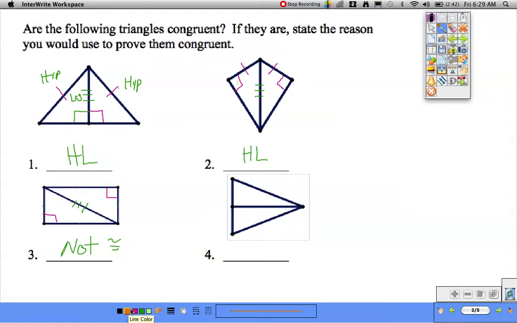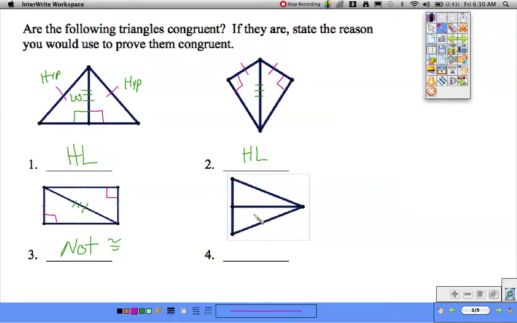Now, you may be tempted to say, well, you've got alternate interior angles here and here, but alternate interior angles are only congruent if your lines are parallel. And I don't have any markings to say my lines are parallel. So be careful when you start marking alternate interior or corresponding, you must have those parallel lines.